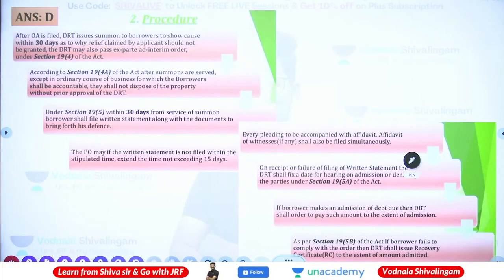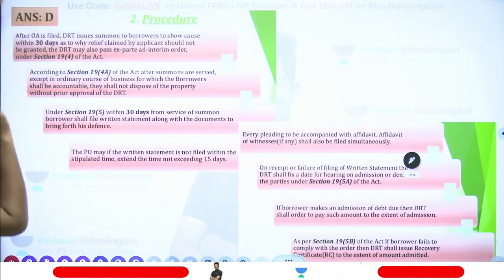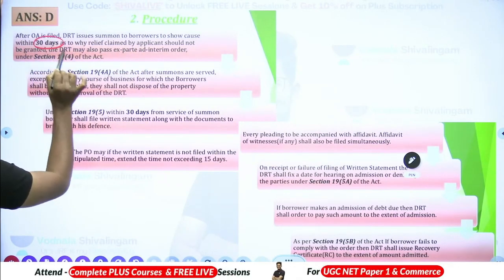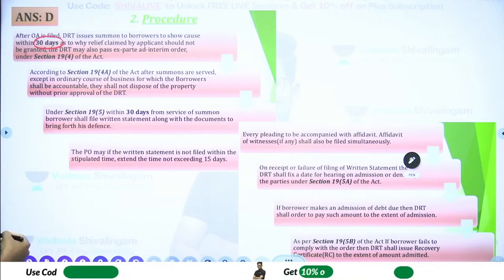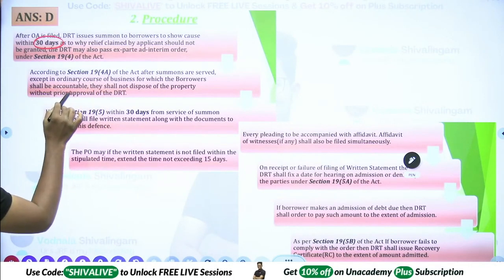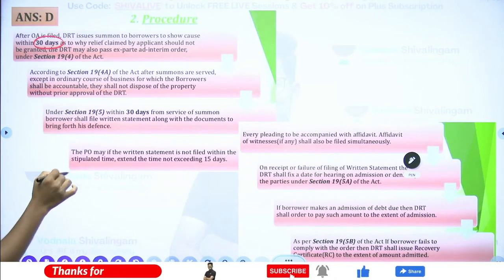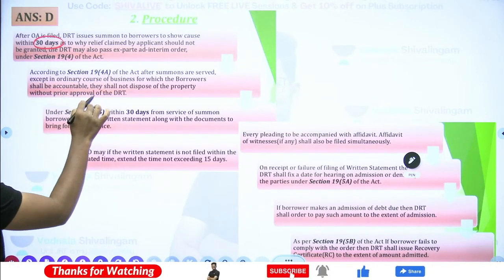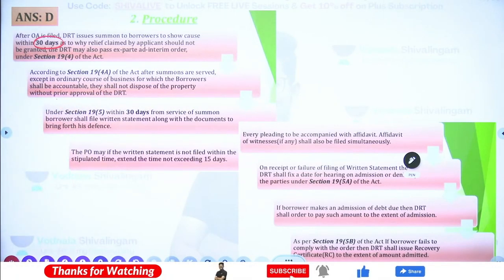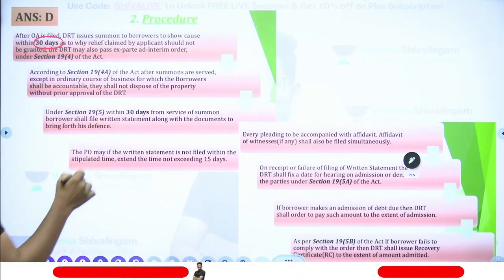Usually here, after filing a case, DRT issues a summons to the borrower, a show cause notice within 30 days why the relief claimed by the applicant should not be granted. Later, after the summons are served, except in the ordinary course of business, for which the borrower shall be accountable, they shall not dispose of any property without prior approval of the DRT. So they should take the approval of DRT for disposal.